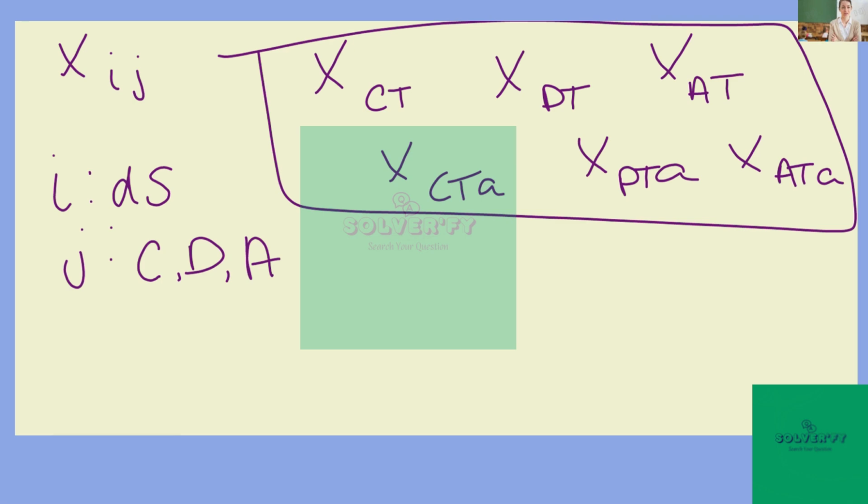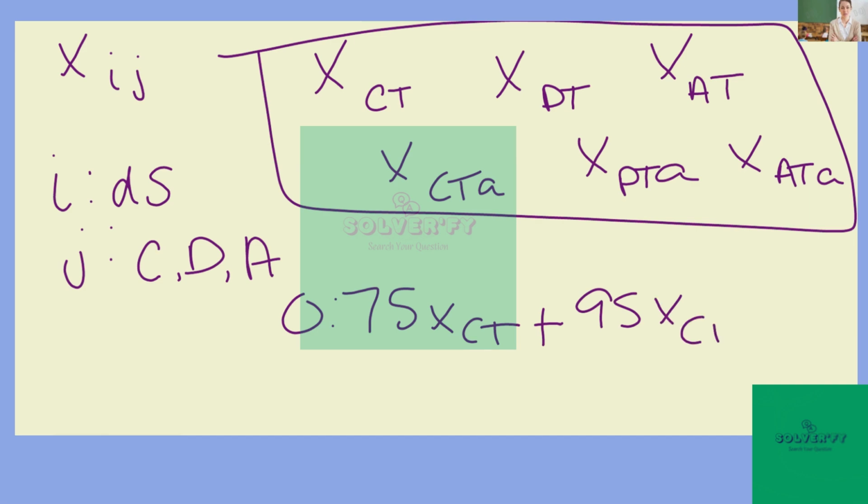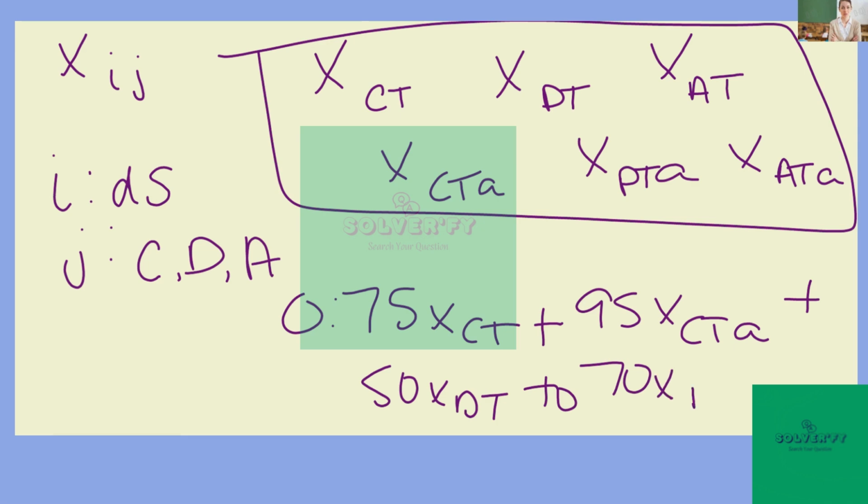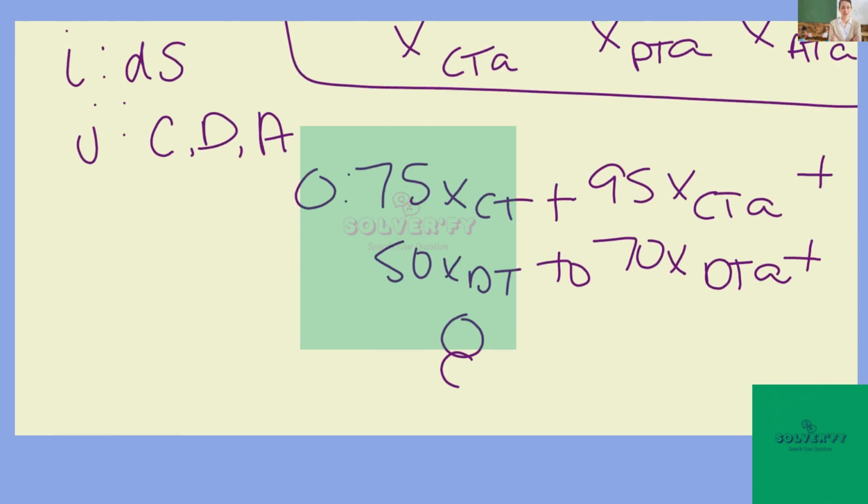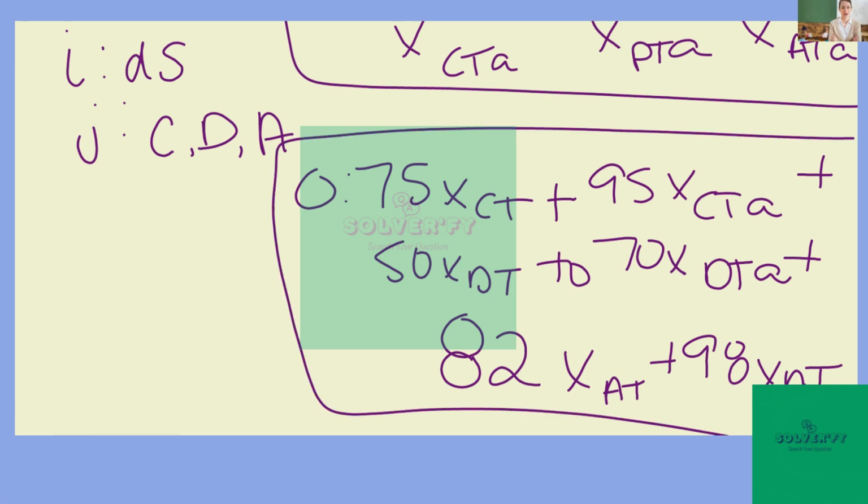Now, for our objective function, we can write this as 75 x sub ct plus 95 x sub cta plus 50 x sub dt plus 70 x sub dta plus, so again I'm just taking my profits for each, 82 x sub at plus 98 x sub ata. Then this is our objective function that we want to maximize.